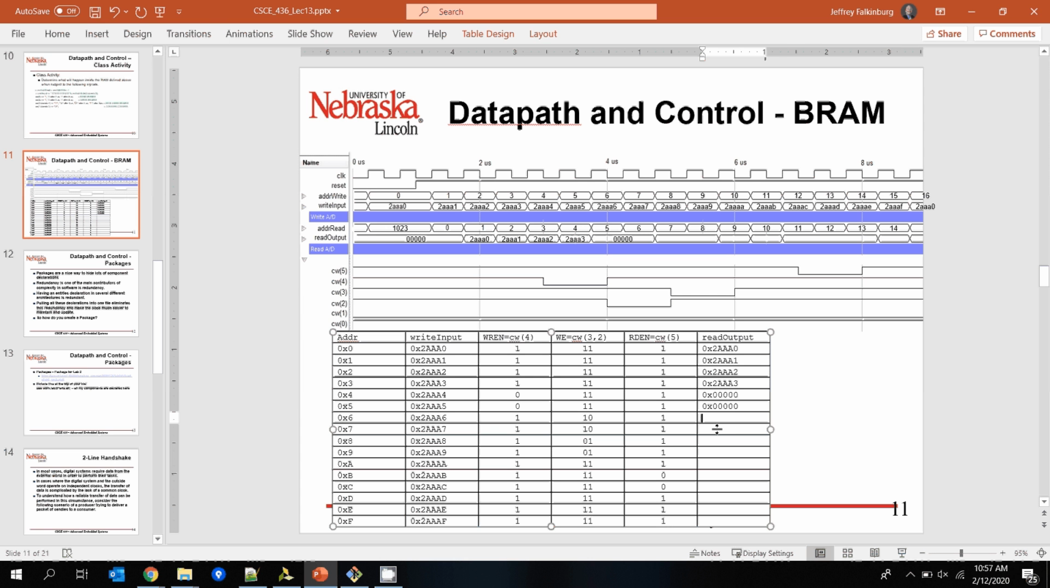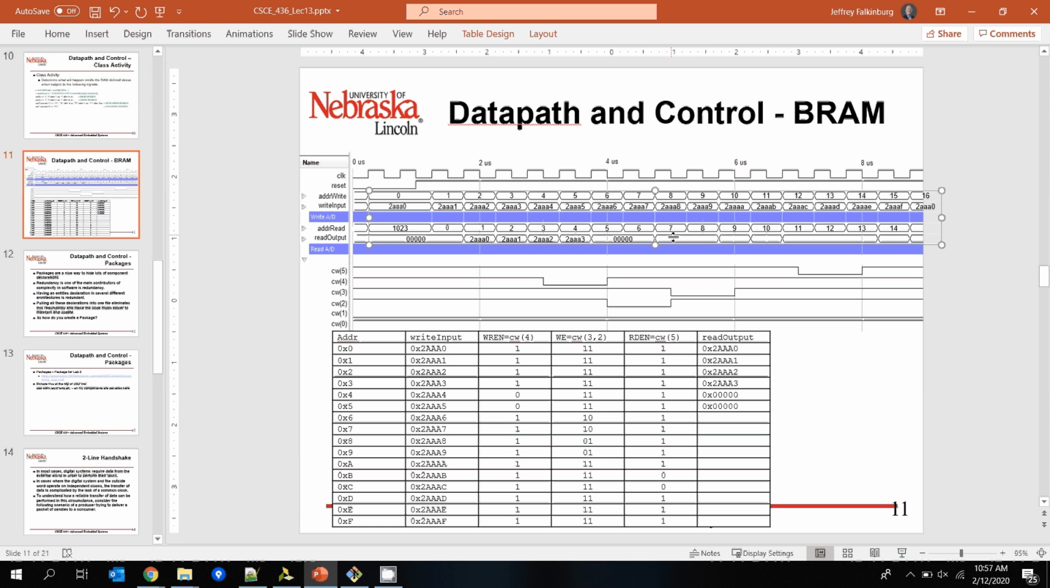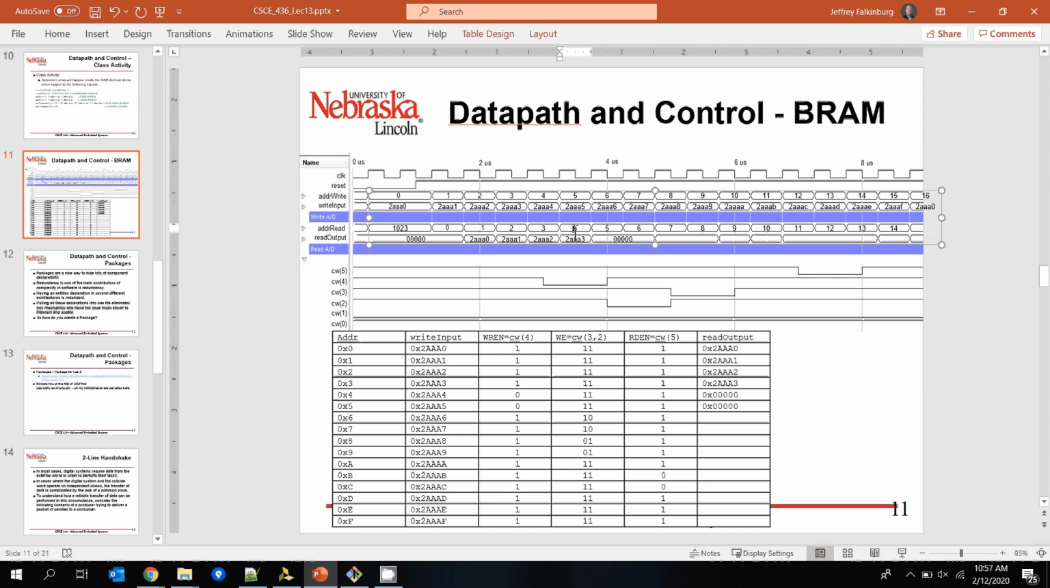So for those, we should get only the top 10 bits. For those bits, we're only going to get 2AA. That covers the upper 2 bits plus the 2 nibbles for AA. And that's what we're going to be reading out for those 2 clock cycles as well. 0x2AA00.